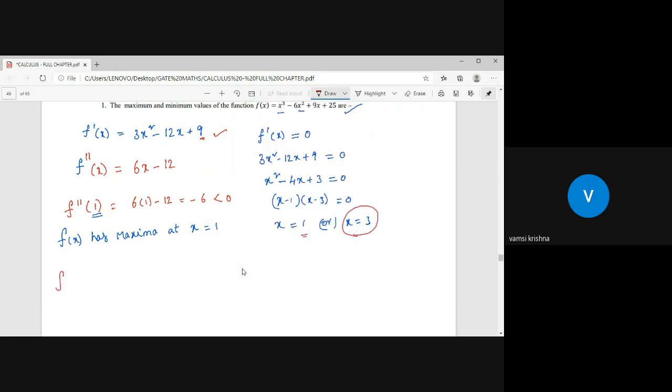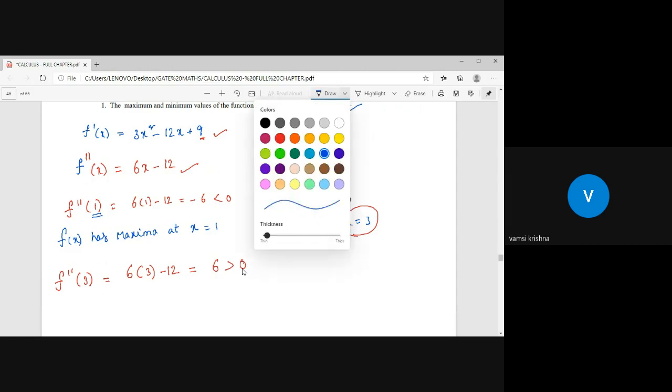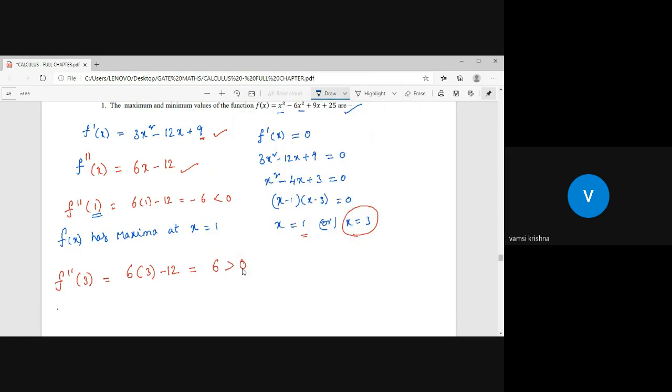So if I take f double dash of 3, so 6x minus 12, here I am substituting. 6 into 3 minus 12, that is 18 minus 12, which is plus 6, meaning greater than 0. So here I got a positive value, then my conclusion is, the given function f of x has minima at x is equal to 3.